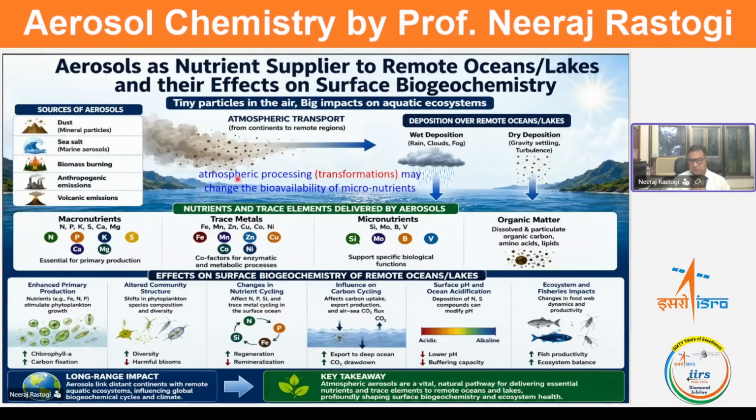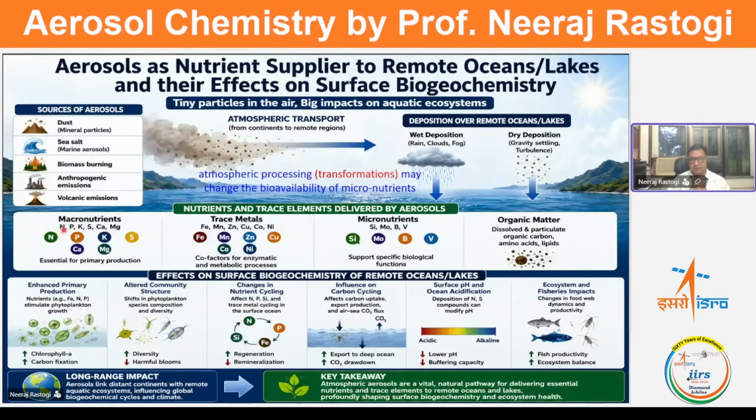Again, if you recall, atmospheric processing or transformations can change the bioavailability of nutrients. I gave you one example. Suppose this is dust, and this dust contains 100 gram of iron. That whole iron is not bioavailable. Only a small fraction, the soluble fraction, is bioavailable. But because of this transformation process, this bioavailable fraction can increase, and then it can affect in a variety of ways. So what nutrients can it have?